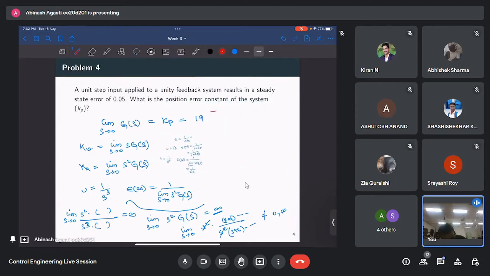So if I have a type 0, then I will have steady state error for a step input, right?